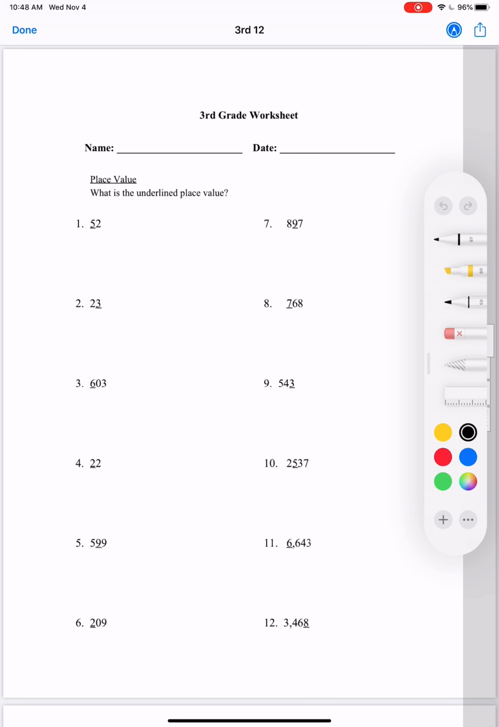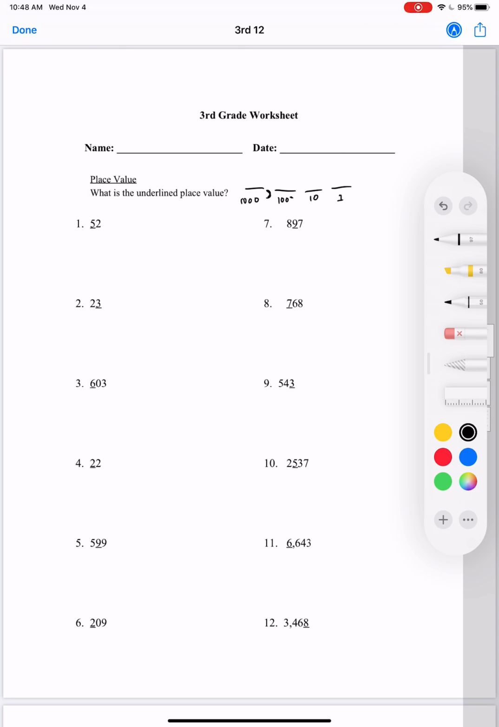So the first worksheet asks for the underlined place value. Let's say you have four numbers, 1, 2, 3, 4. There's a comma here because it represents the thousands, and there's any number in these blanks. This would be the thousands place. This would be the hundreds place. And this would be the tens place, and this is the ones place.